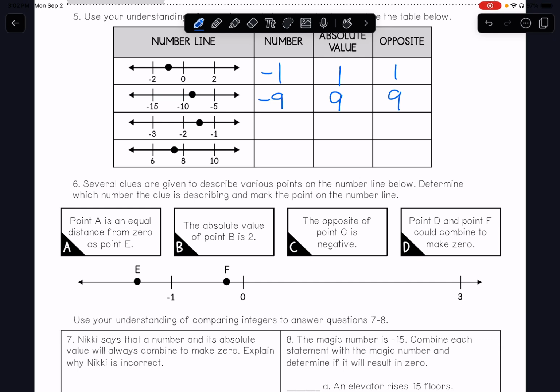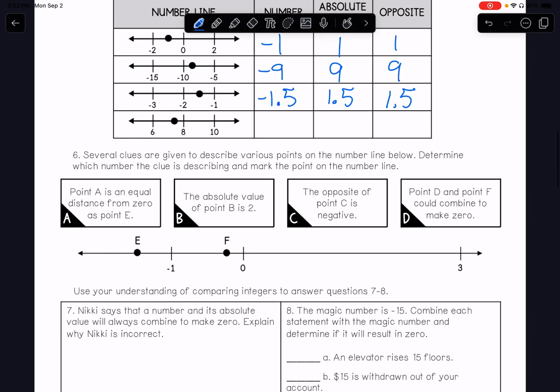All right, welcome back, guys. So you should have said that this one is -1.5 on the number line. The absolute value of -1.5 is +1.5. And the opposite of -1.5 is +1.5. All right, you should have done this one as well, but if you didn't, it's okay.